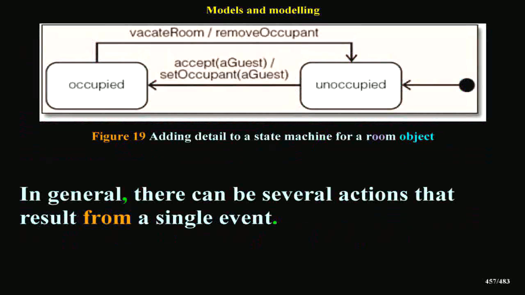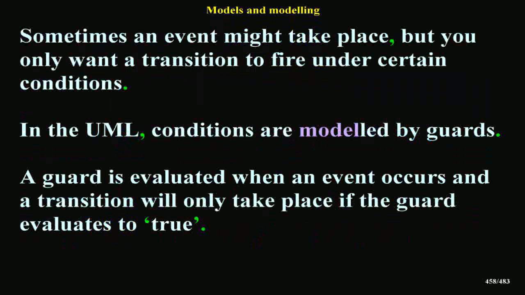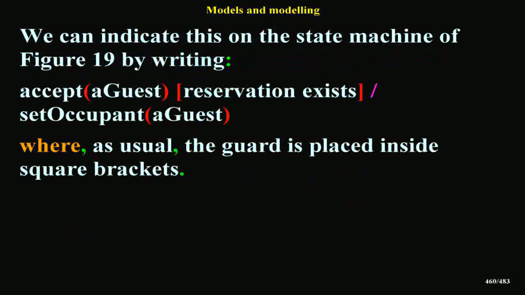In general, there can be several actions that result from a single event. Sometimes an event might take place, but you only want a transition to fire under certain conditions. In the UML, conditions are modeled by guards. A guard is evaluated when an event occurs and a transition will only take place if the guard evaluates to true. For example, suppose that guests are only allowed to check into a room if they already have a reservation. We can indicate this on the state machine of Figure 19 by writing accept a guest [reservation exists] / set occupant a guest, where, as usual, the guard is placed inside square brackets.